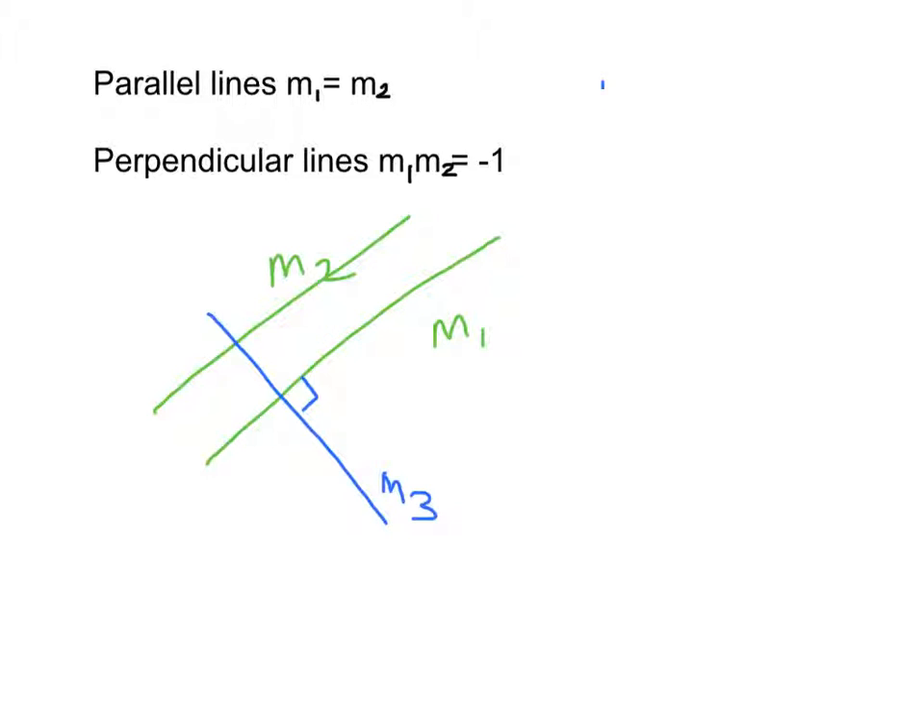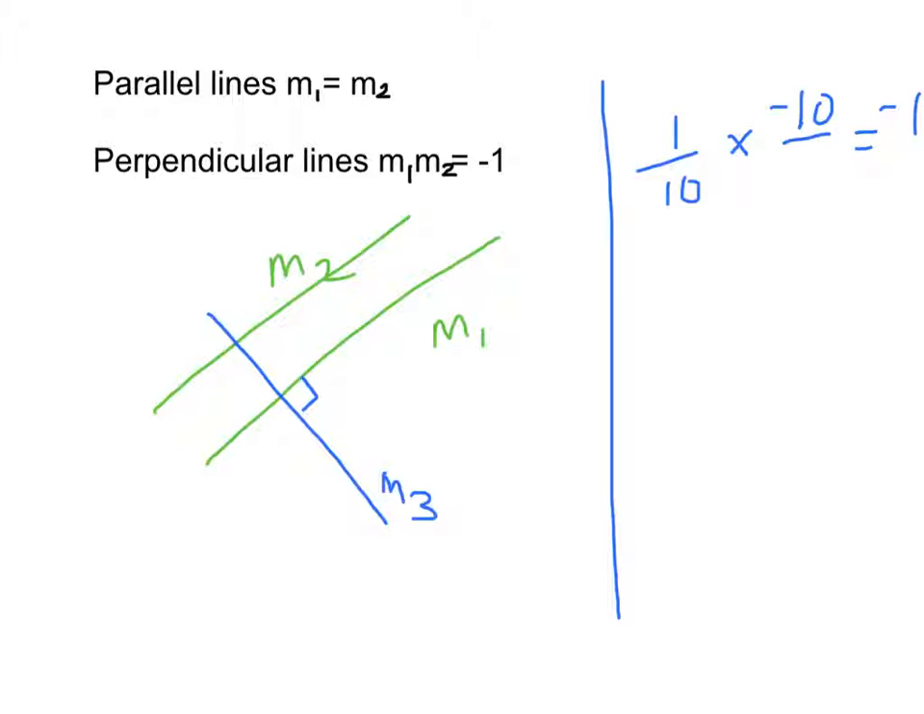-1. So for example, if I have a gradient of 1/10, then if I multiply it by another line which has a gradient of -10, I will get -1. So these lines would be perpendicular. If I have a line that has a gradient of 2, if I have another line with a gradient of -1/2, I will have perpendicular lines, right? Because 2 over 1 times -1/2 is -1.